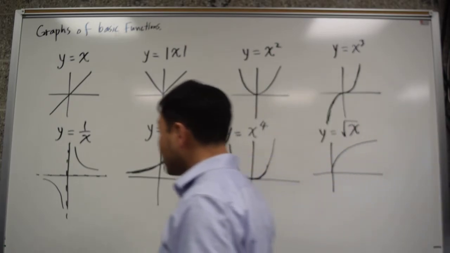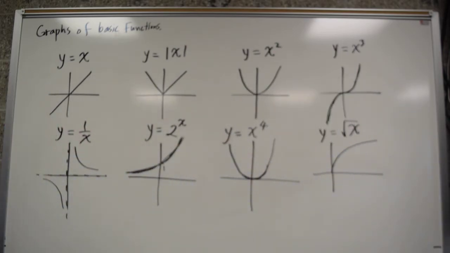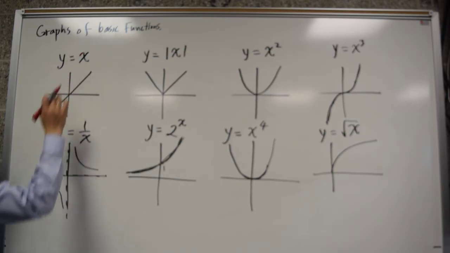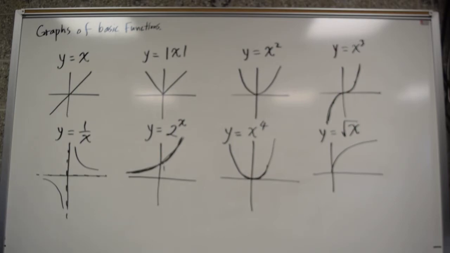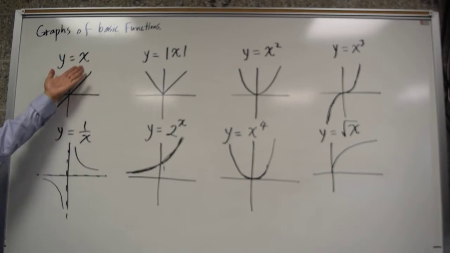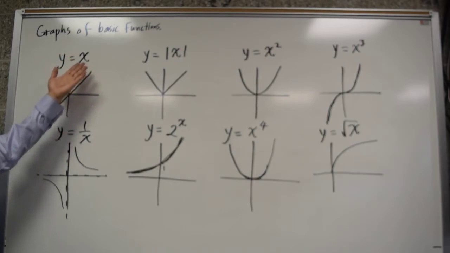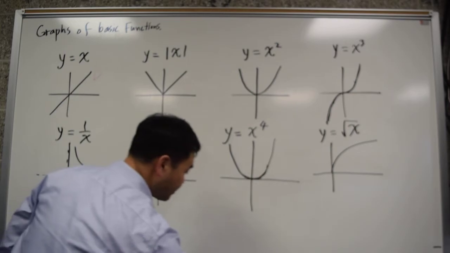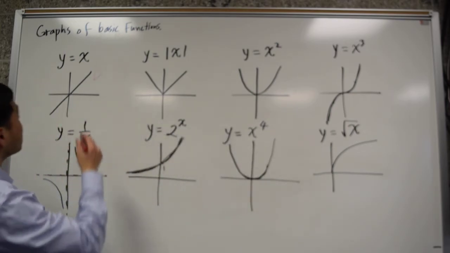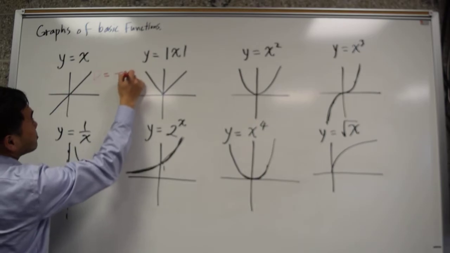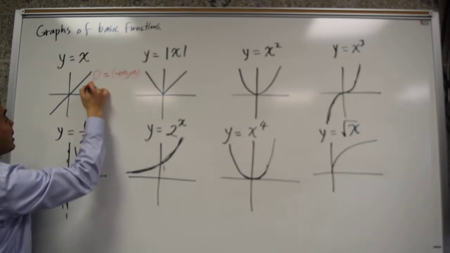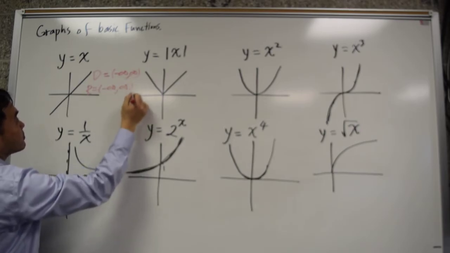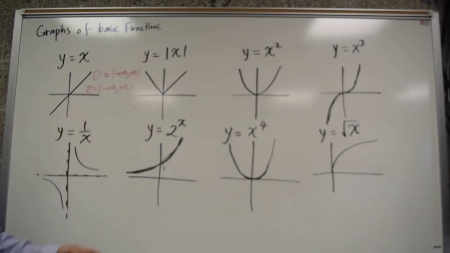Now with these, let's talk about domain and range. What's the domain and range of the y equals x function? All reals is the domain. You can plug in any number for x. And since the output is that number, what's the range? All reals. Okay, so this one, domain is all reals, negative infinity to positive infinity. And range is also all reals.